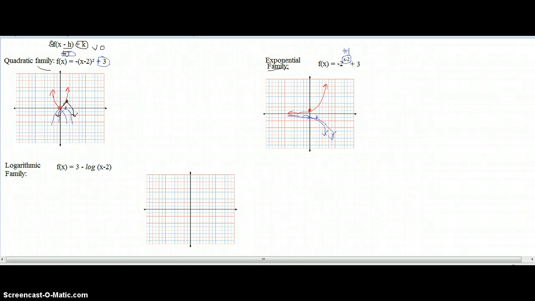And then the plus 3, that's on the outside of the function. It's not in the exponent spot. So everything's going to shift up 3. So we go up 1, 2, 3. So the final, I've used this starting point as my guide throughout here.